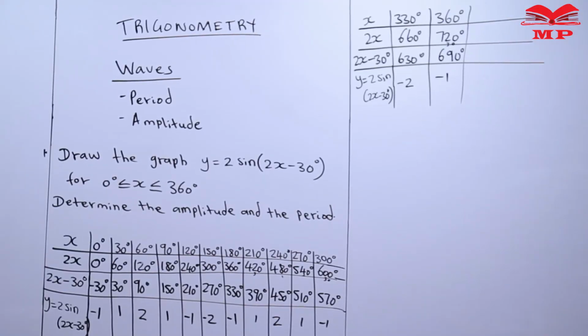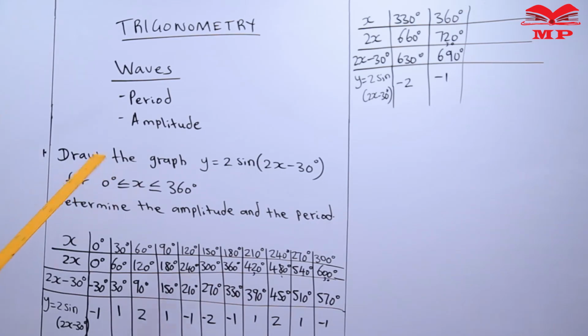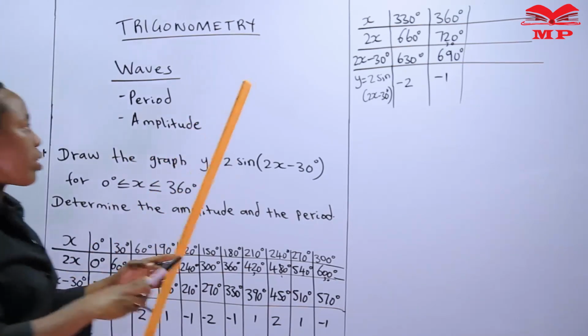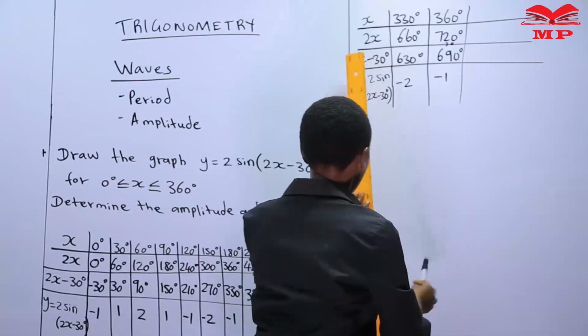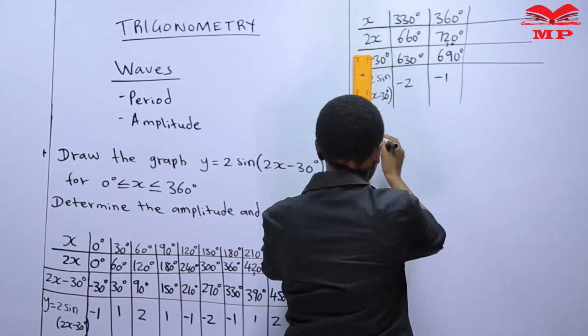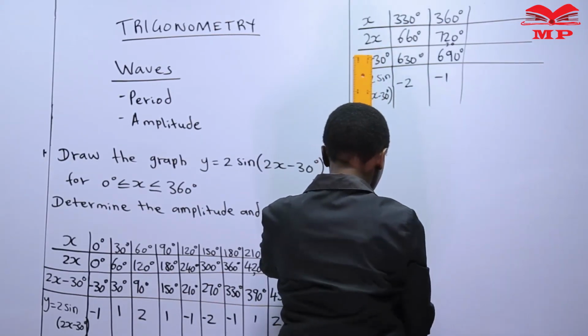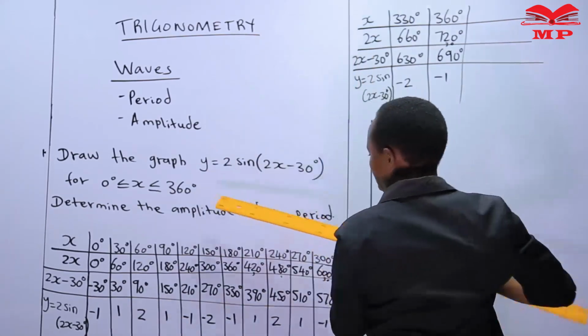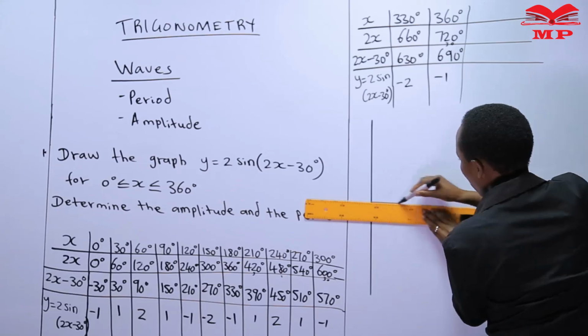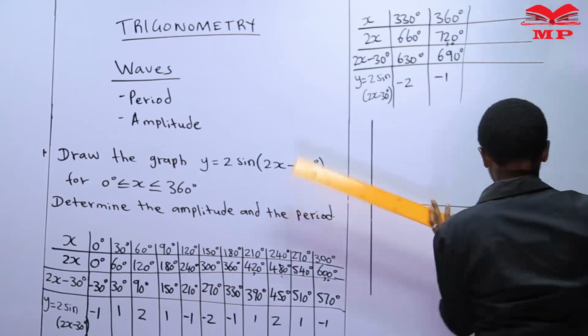Then we can use it now to plot the graph. Draw the graph of this. Then we use it to determine the amplitude and the period. So in this case again, we have the values of x from 0 all the way to 360 degrees. Then we have the highest value here, which is 2. And on the lower side, we have negative 2. So we have it this way.